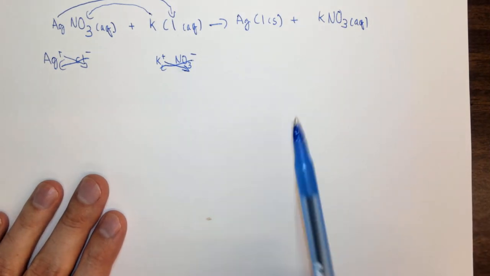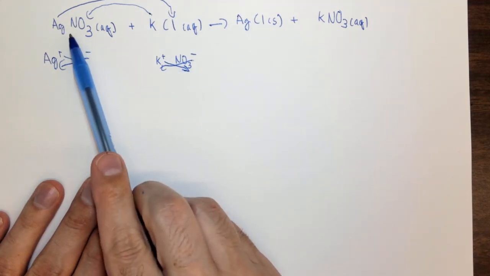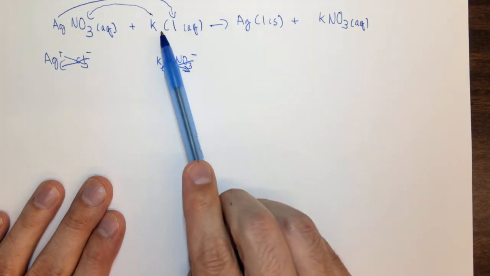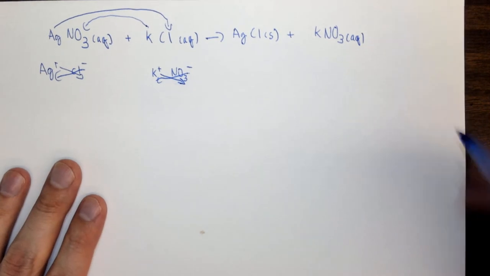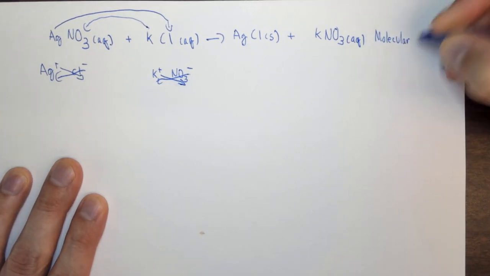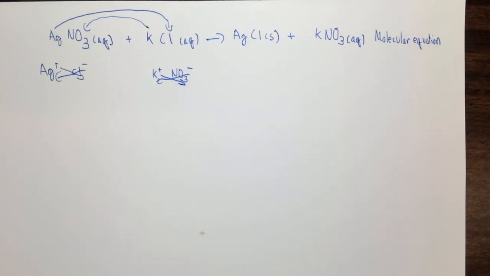Now we need to balance. We have one silver, and we balance polyatomic ions as whole things: one nitrate, one potassium, one chloride. So this is what is known as the molecular equation. This is the molecular equation between silver nitrate and potassium chloride, and it is balanced.